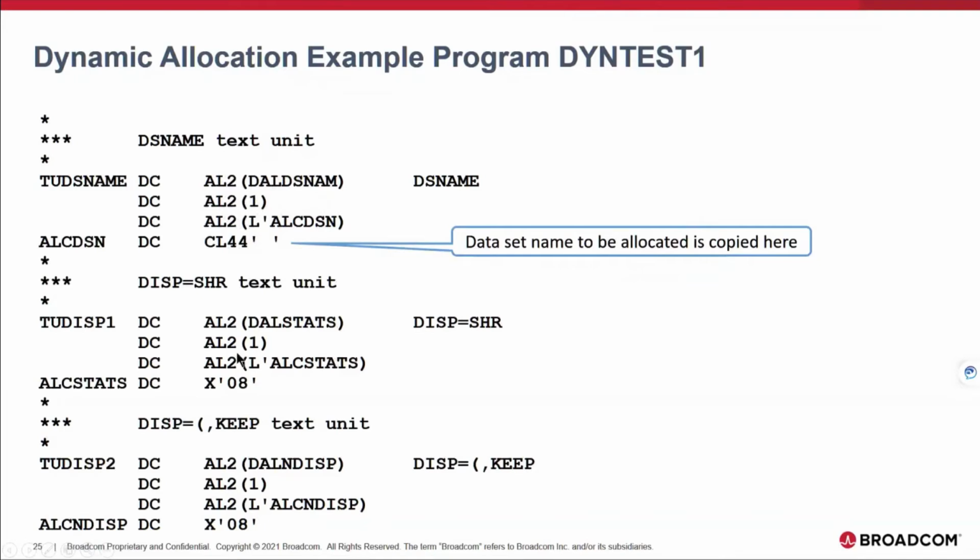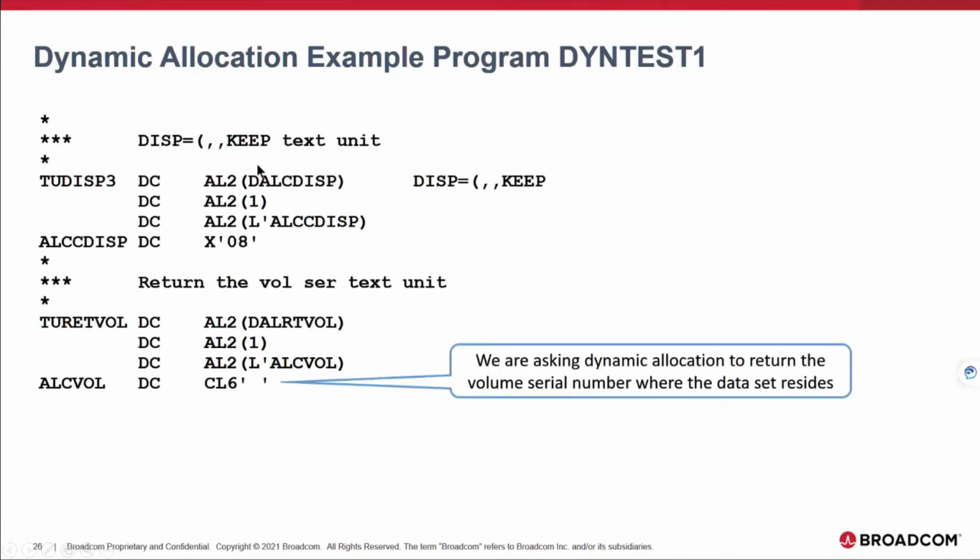This is how you say disposition share. It's DALSTATS with a value of 8, and this DALNDISP is the second parameter, and it's also hex 08, and it's just a 1-byte field. And then the third parameter, the keep, happens to also be a hex 08. And then finally we say, here's the return VOLSER. So whenever you allocate that data set, give me the 6-byte VOLSER and place it here.